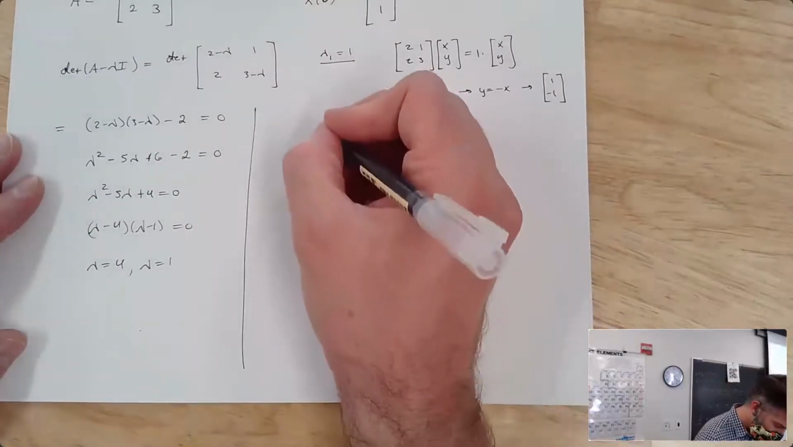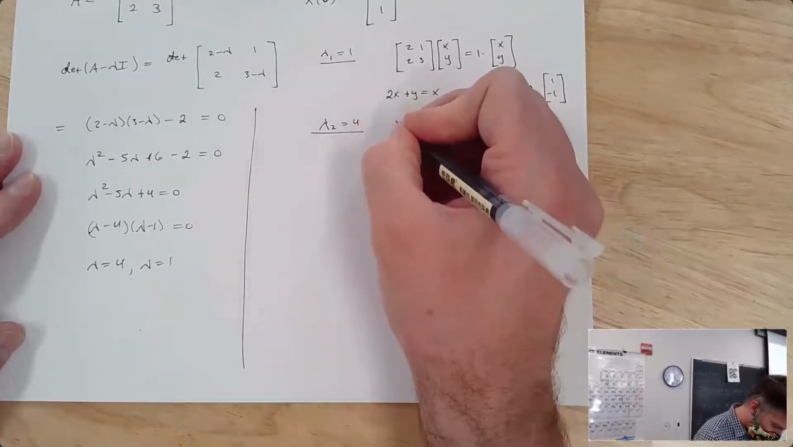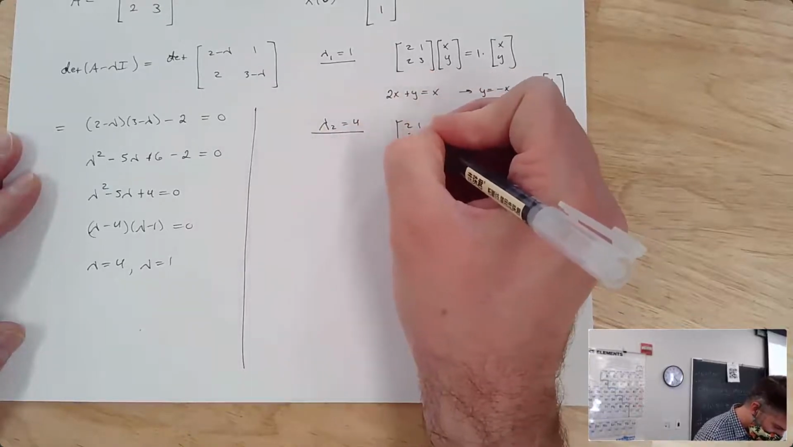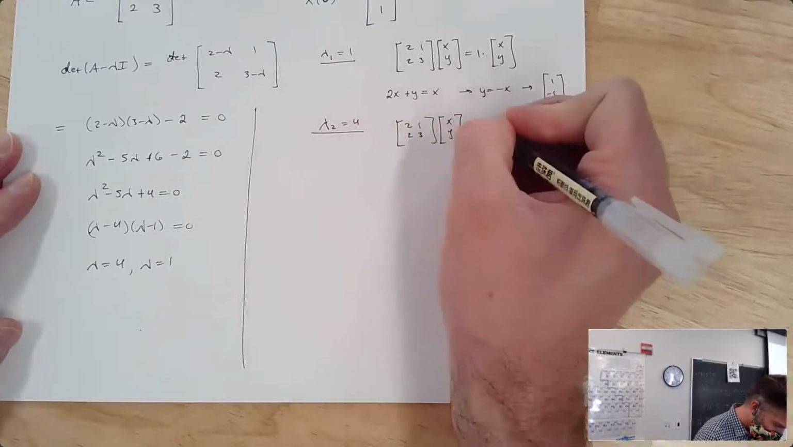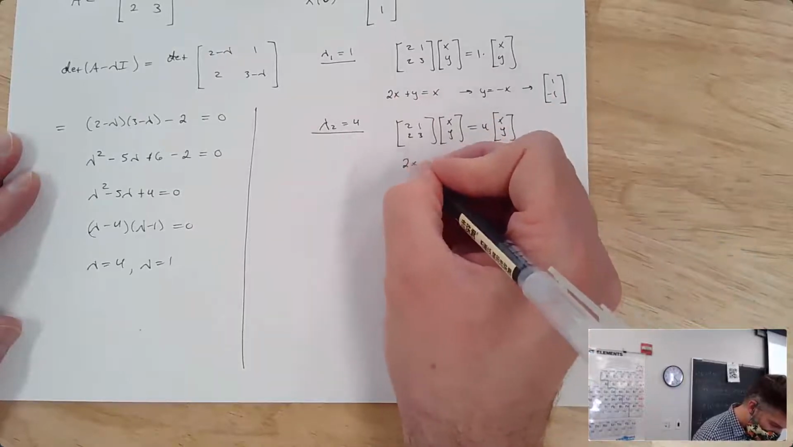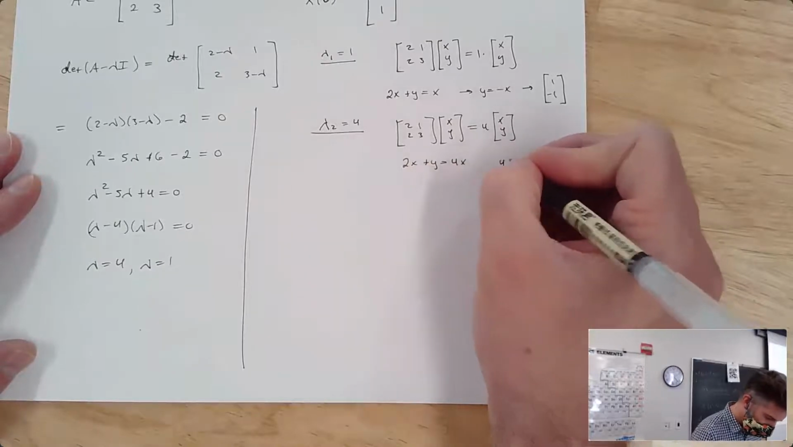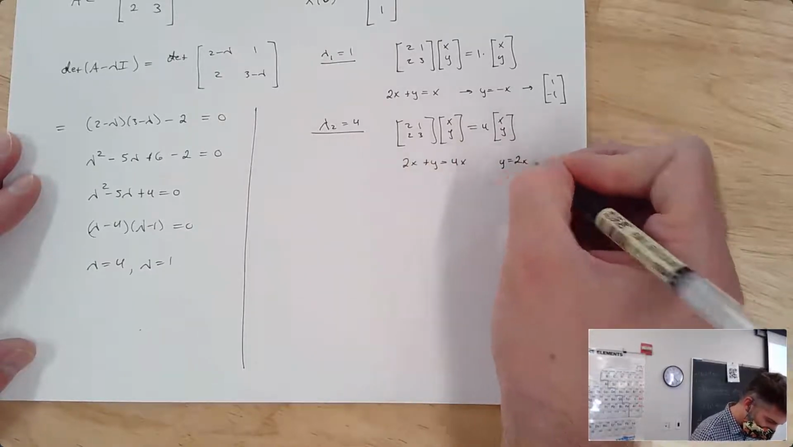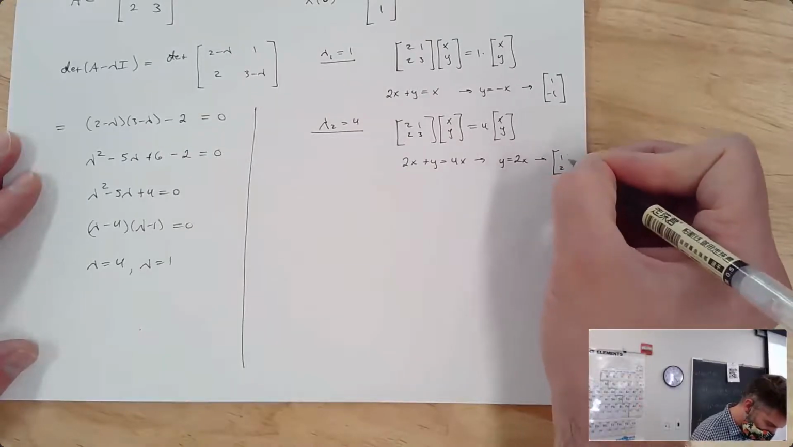And then for lambda 2 equal to 4, I've got the same equation, except there's a 4 instead of a 1. So the matrix [2, 1; 2, 3] times (x, y) equals 4 times (x, y). And then I'm going to have 2x plus y equal to 4x. So y is going to equal 2x. So it looks like (1, 2) is my choice for eigenvector.